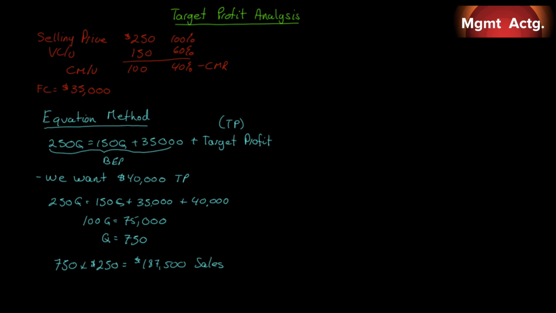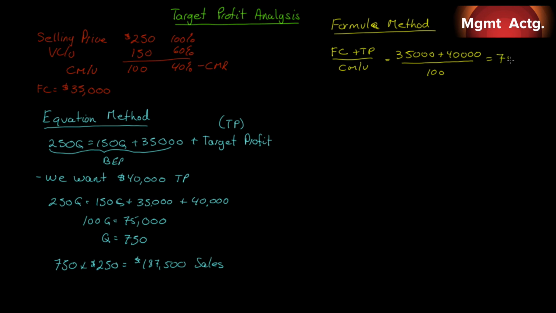Now let's do it faster. Let's do the formula method. You'll find that this is nice and easy. We only really need two things, right? You need your fixed cost and your contribution margin per unit or your contribution margin ratio. So fixed costs, and then we'll add our target profit, and we'll still divide it by our contribution margin per unit. So this $35,000 is our fixed costs. Add the 40,000 target profit that we want and divide all that by the contribution margin per unit, and it'll tell you how many units we need to sell. Each unit contributes $100, so we got to sell 750 of them to get to 75,000.